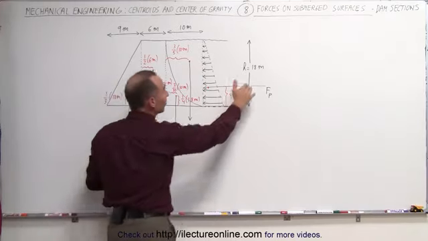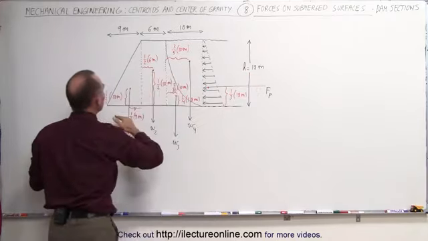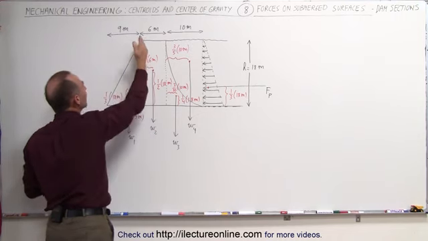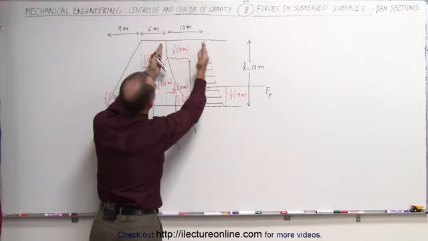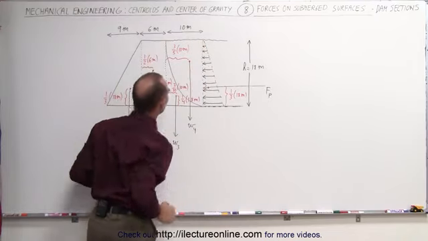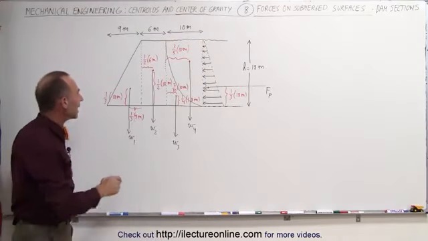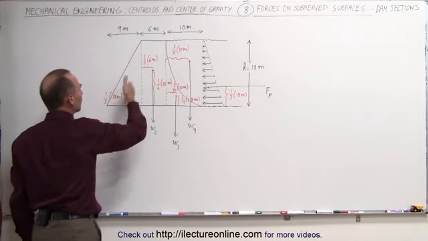Assuming that the water has a depth of 18 meters, notice the height of the dam then is 18 meters. This section here is 9 meters wide, this section is 6 meters wide, and this section from there to there is 10 meters wide. We could then take each section and assume it to have a certain amount of weight.